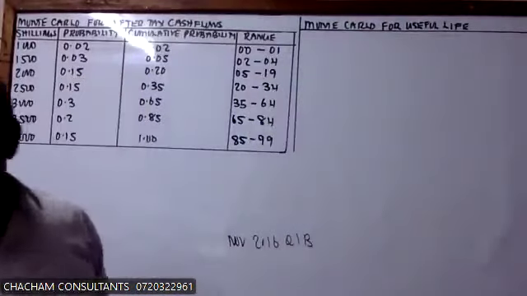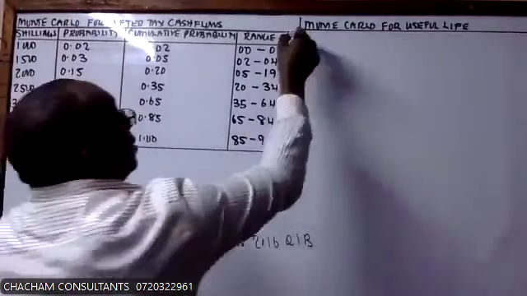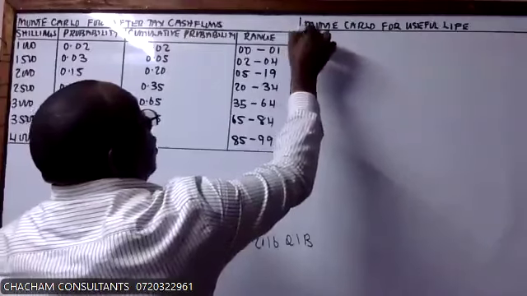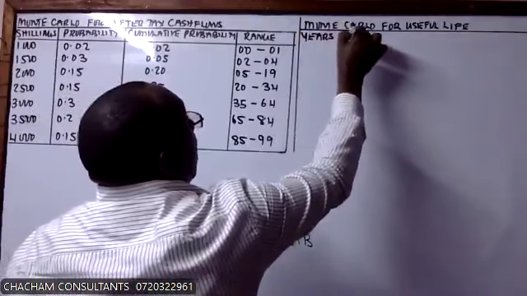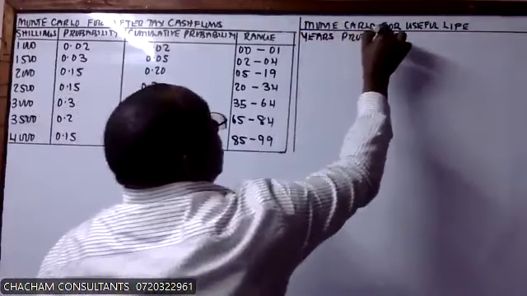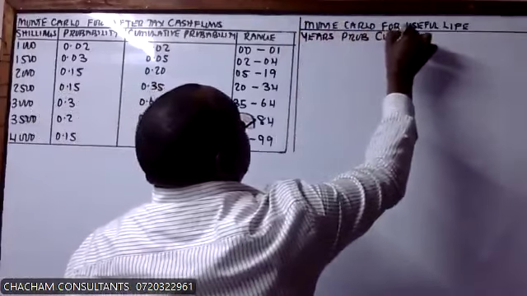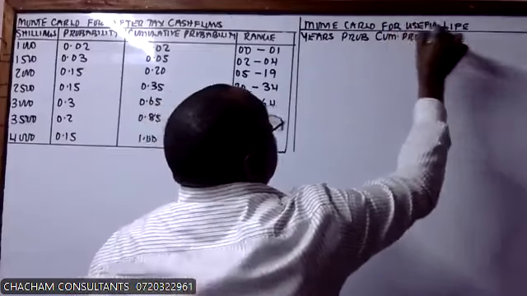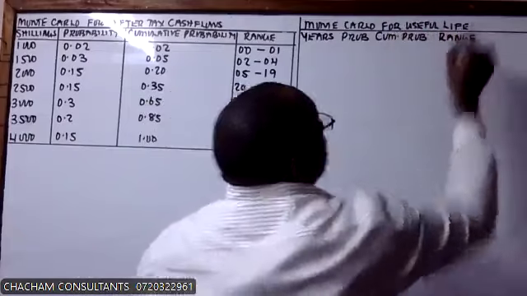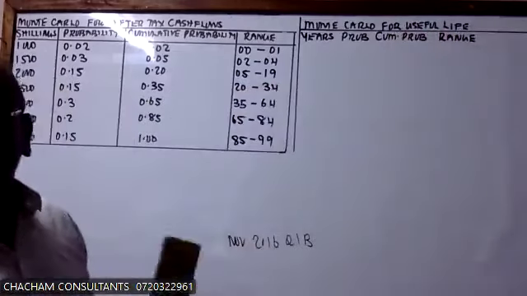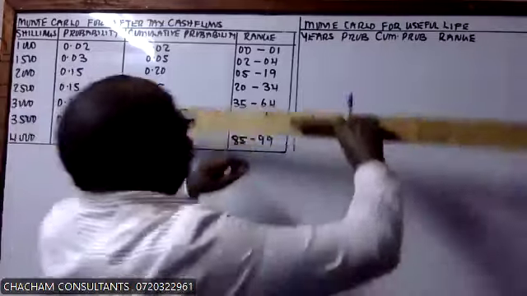Now, this useful life is given in terms of years. So I will have the years here. I will have the probability. I will have the cumulative probability. And I will have the age. Let me put it that way so that my space is enough to share.